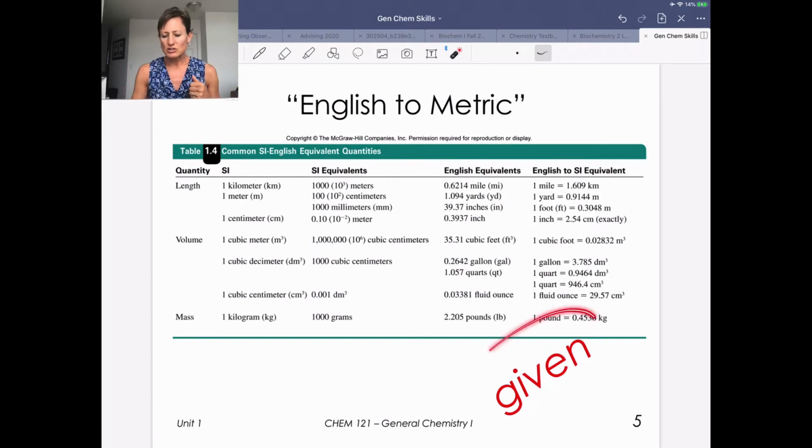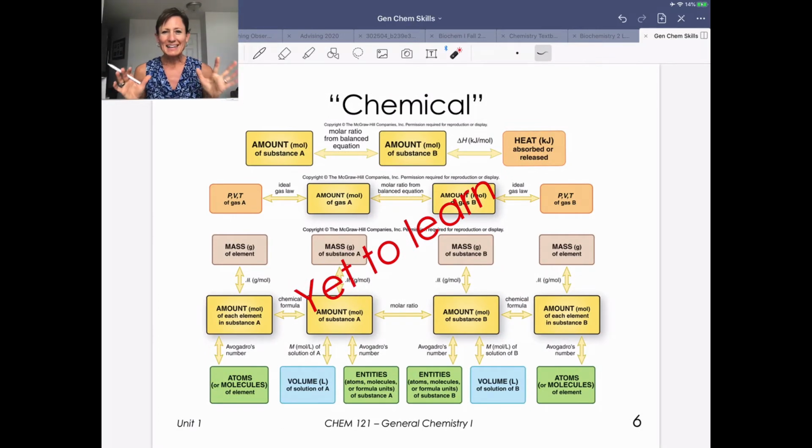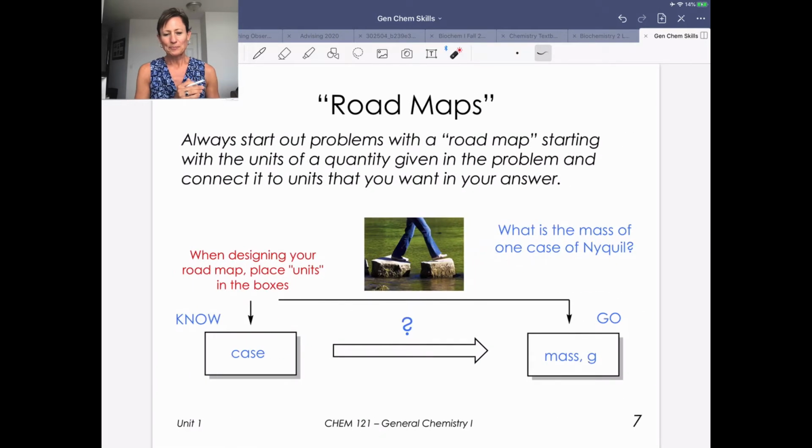English to metric conversions, again, these are going to most often just be given to you. I'm not going to expect that you know how to convert inches to centimeters or pounds to kilograms. You'll be given those values. You just need to know how and when to use them. And don't worry about any of the content on this slide. This is just to show you that by the end of chapter 3, these are all kinds of chemical unit conversions that we will not only know about, but know how to use. So don't worry about this slide yet, but these are things that are yet to learn.